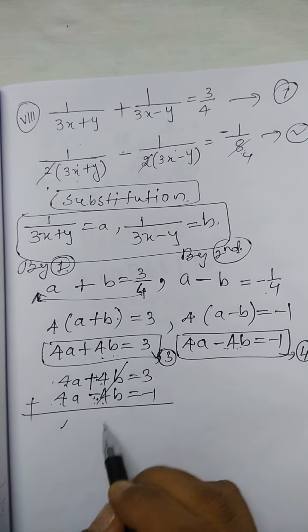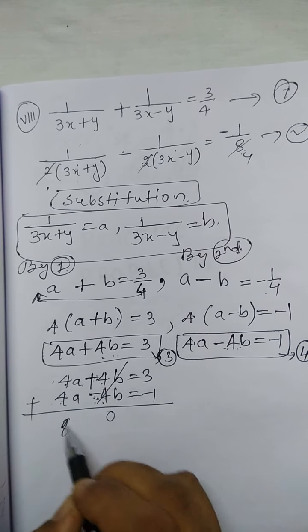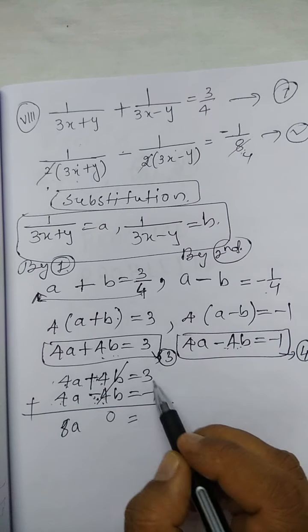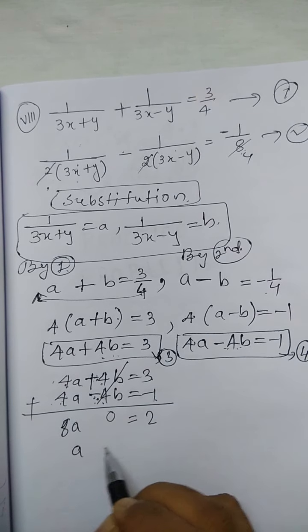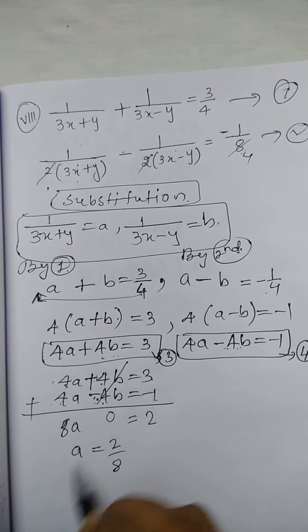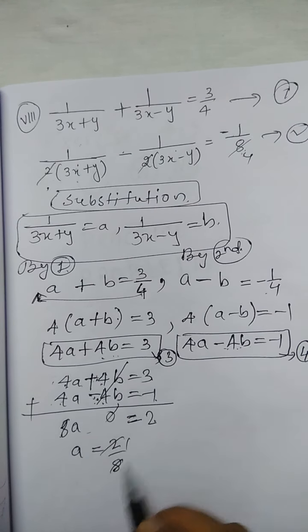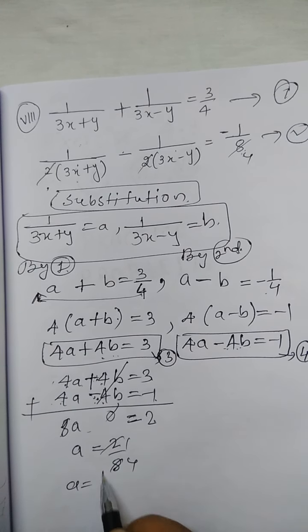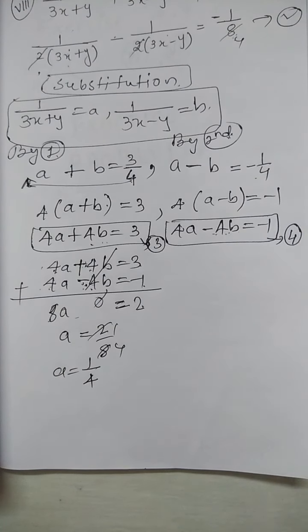So 4b minus 4b will give you 0. 4a plus 4a is 8a. And here 3 minus 1 will give you 2. So a is equal to 2 by 8. Okay, 8a is equal to 2. 2 ones are 2, 2 fours are 8. A value is 1 by 4. Right, a value is 1 by 4.